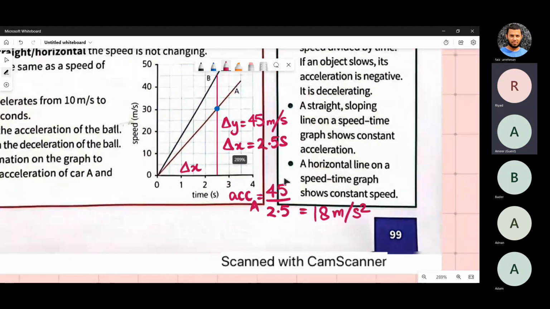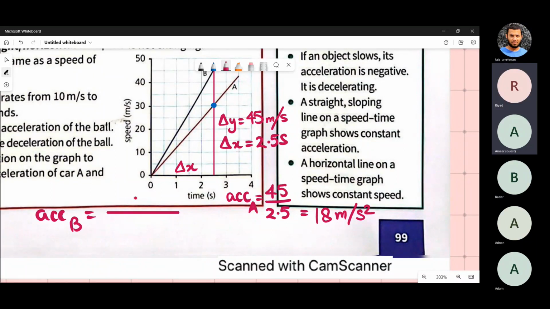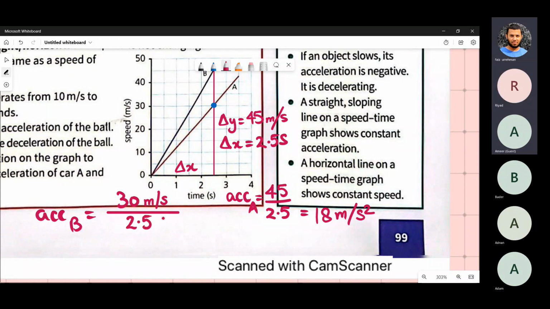30 over 2.5. What will be the acceleration of B? 30 meter over 2.5. 30 meter per second. Over what? How much is this? 3 seconds? What? 2.5. Oh, 2.5 seconds, which is equal to 12 meter per second square.